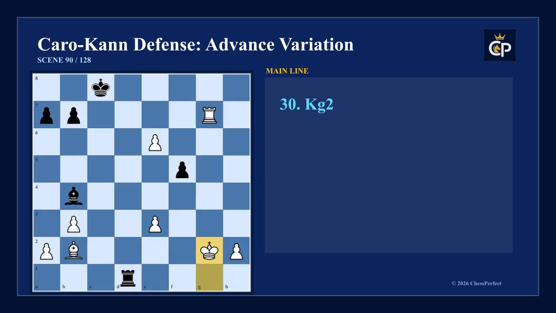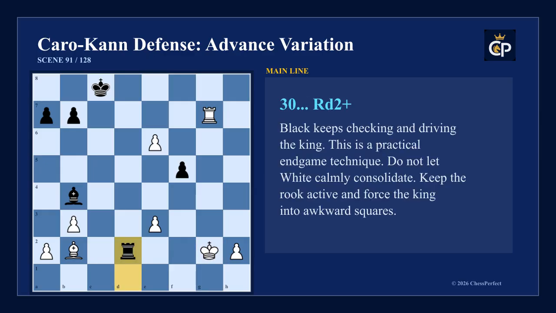King g2. Rook d2, check. Black keeps checking and driving the king. This is practical endgame technique. Do not let White calmly consolidate. Keep the rook active and force the king into awkward squares.